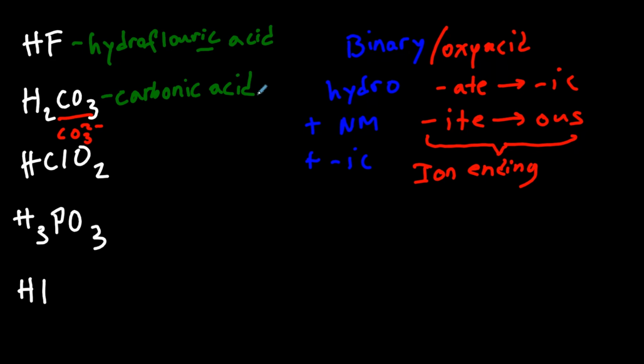And similarly with HClO2, it comes from chlorite. So right here, let me actually highlight it in red. This is chlorite, sorry, that comes from ClO2 minus. And so, since it's chlorite, then we just change ite to ous. So this is chlorous acid. Excuse the handwriting.